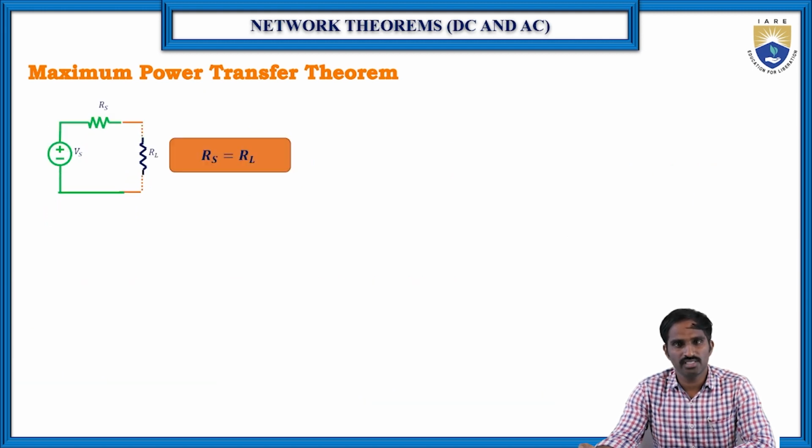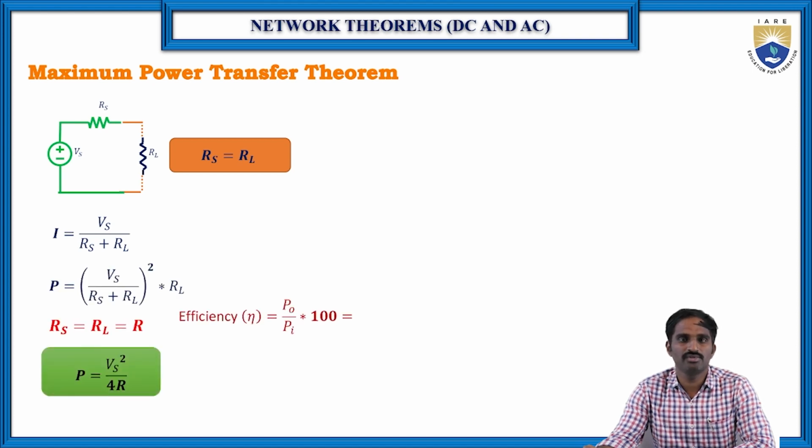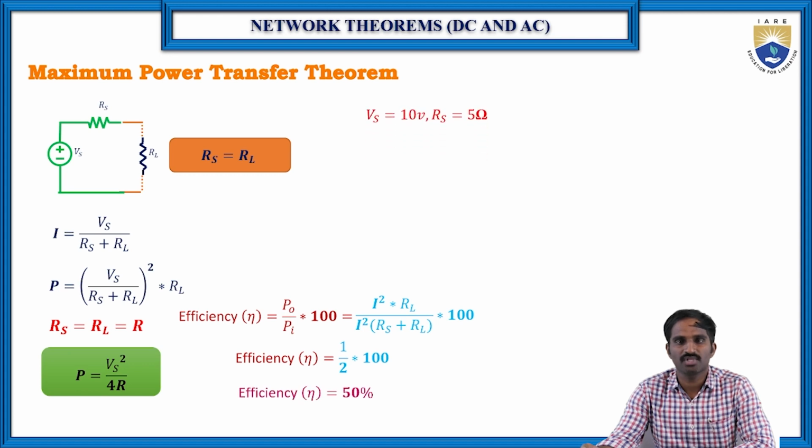To understand this further, let us take one example. We have just calculated that P is equal to Vs square by 4R, because Rs is equal to RL, which is equal to R. Suppose Vs is equal to 10 volts and Rs is equal to 5 ohms. Taking different values of RL, let us find the power delivered to that particular load.